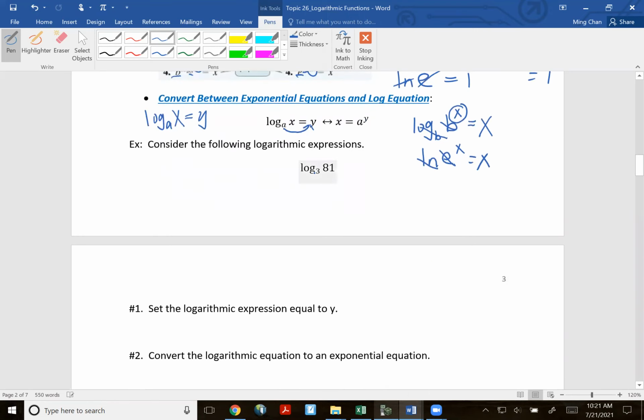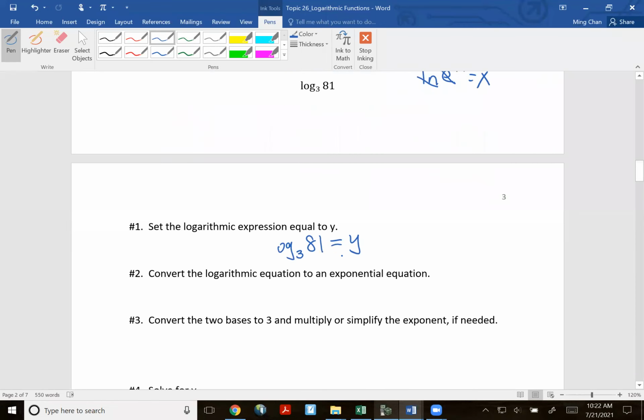So if you take a look at this example, log with the base 3 of 81. Step 1: set the logarithmic expression equal to y. So that means I'm going to take this entire log with the base 3 of 81, set it equal to another variable, just call it y. Step 2: convert the logarithmic equation to an exponential equation. So all you have to do is bring the base to the other side of the equal sign and bump the y to an exponent.